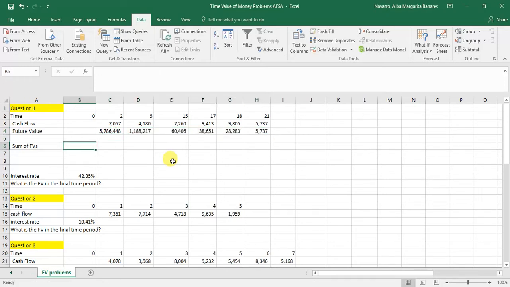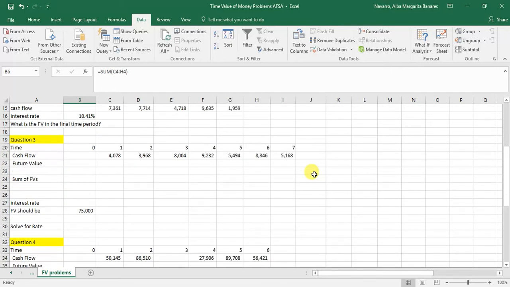Now it's asking us for the sum of the future values, so equals sum, everything here. I'm holding down Control, Shift, right arrow key, Enter. Cool. So now we have our sum. We're done with this question. Moving on. Question 3. Solve for the rate.